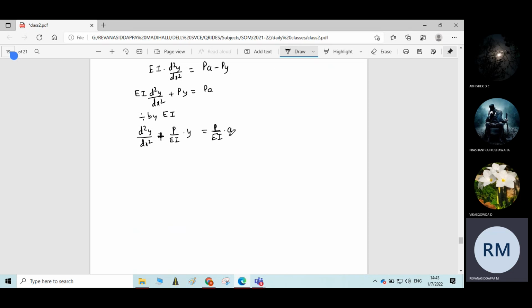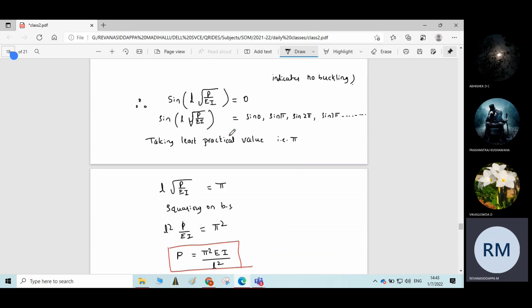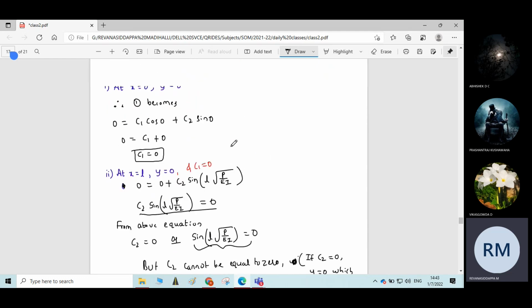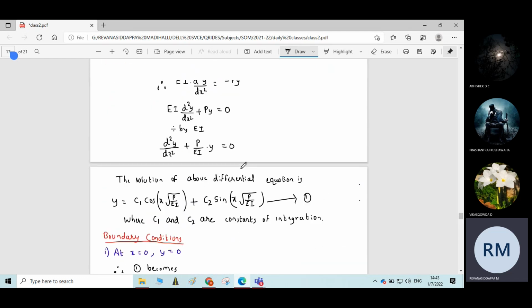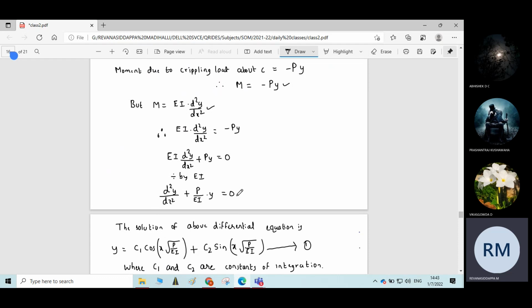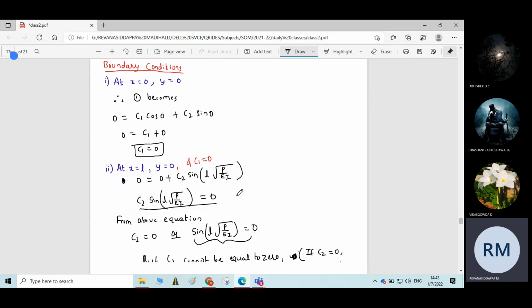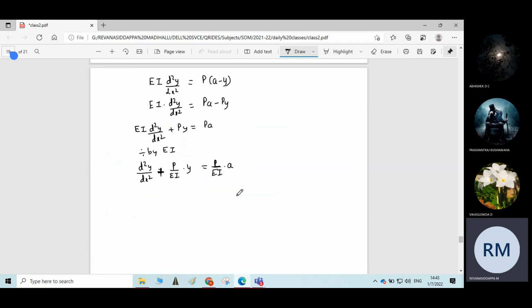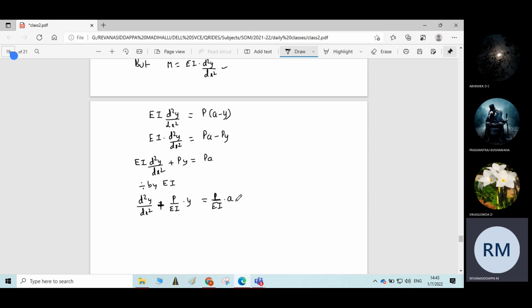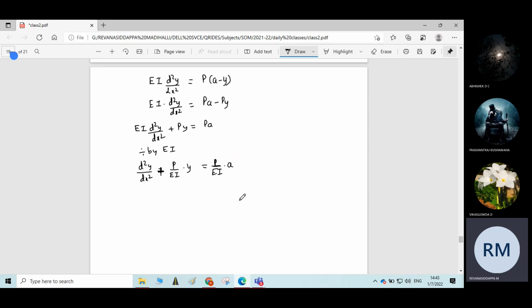What is the difference between this equation and the previous derivation equation? Here in the RHS we have some term, that is P by EI into a, but in the previous derivation in the RHS we had 0. That is the difference.